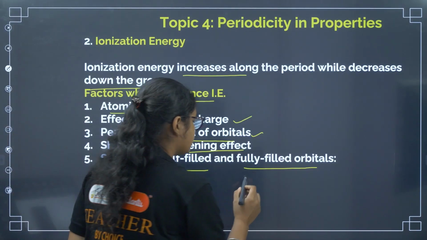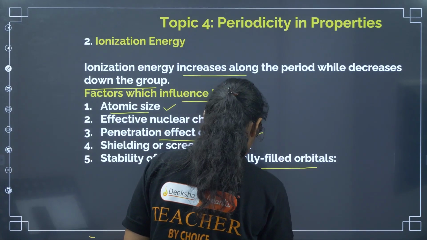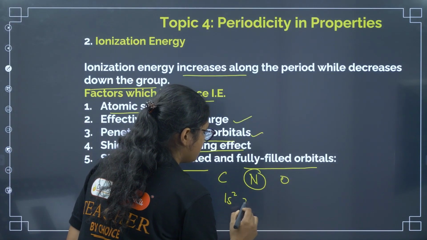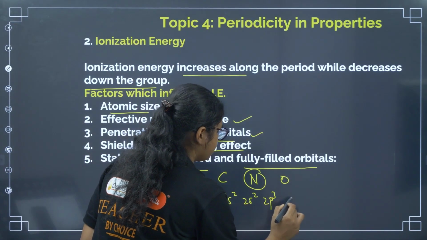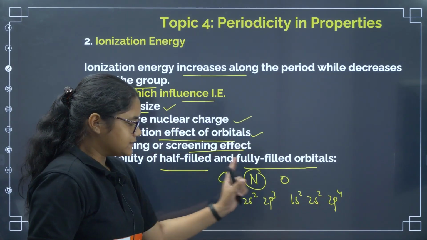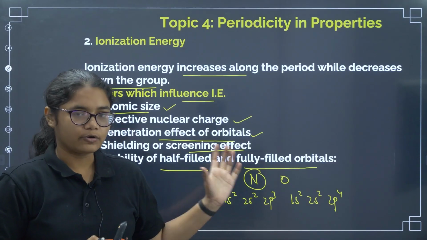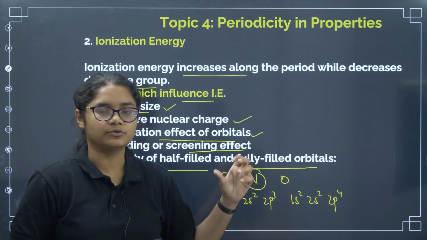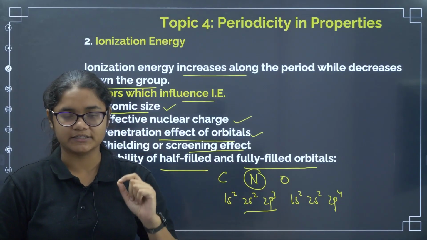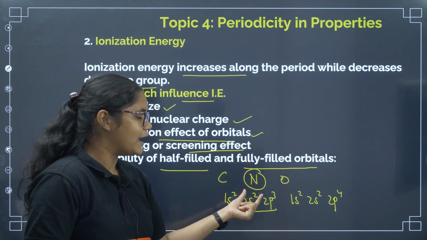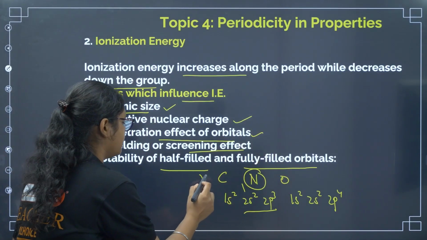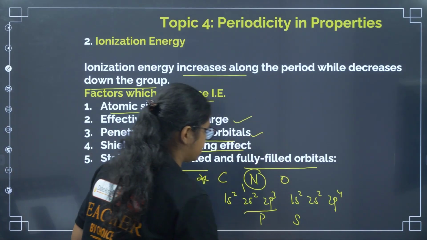Like for example, if you see nitrogen and oxygen. What is the electronic configuration of nitrogen? 1s2, 2s2, 2p3. For oxygen it is 1s2, 2s2 and 2p4, right? Size is decreasing, oxygen is smaller than nitrogen along the period. So according to size, oxygen should have more ionization energy. But you can see nitrogen has half filled electronic configuration, as a result of which the ionization energy of nitrogen is more than that of oxygen. So this exception you can remember. Same applies for phosphorus and sulfur.